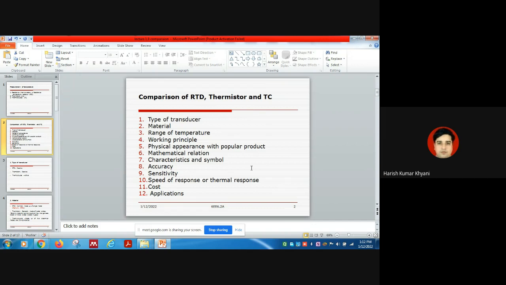Number 7 point is related to the characteristics and symbol. How these devices are represented by different symbols and what are these characteristics, right? Then we will discuss the accuracy, its sensitivity, then speed of response, how they respond towards their characteristics, right? Then we will also discuss their cost, and finally we conclude our lecture with the discussion on the different applications in which these devices are used. Okay, so one by one we'll discuss these points.